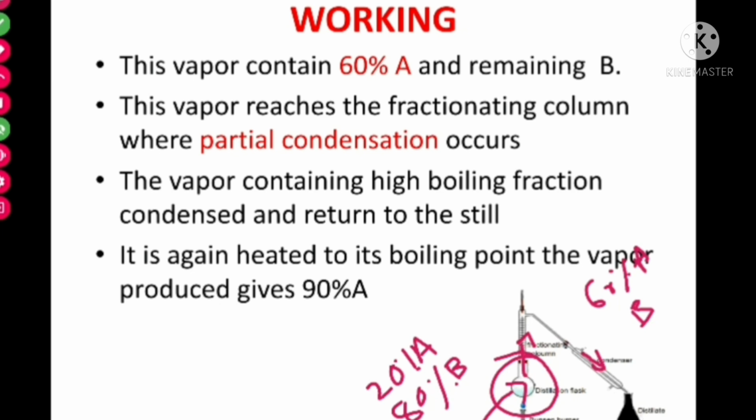That vapor enters into the fractionating column where partial condensation occurs, and the high boiling fraction returns to the still. The low boiling fraction enters into the condenser where condensation occurs, and we can collect that distillate into a receiver. Now the receiver contains 90% of component A.